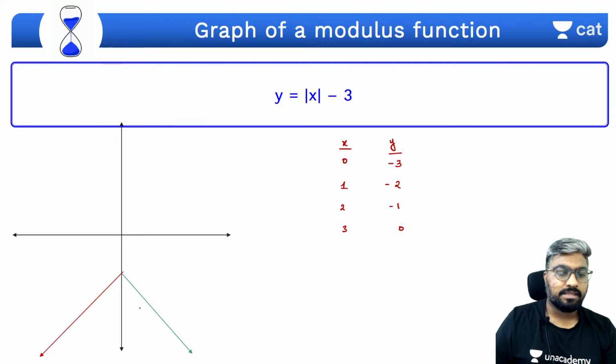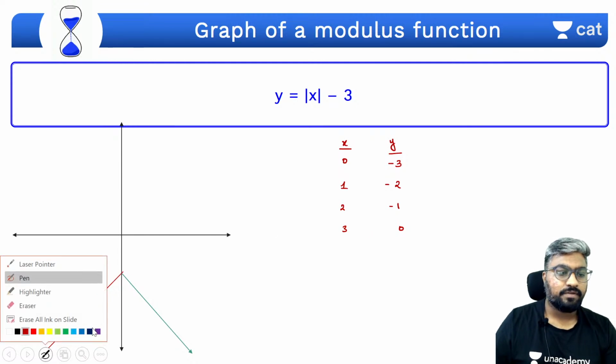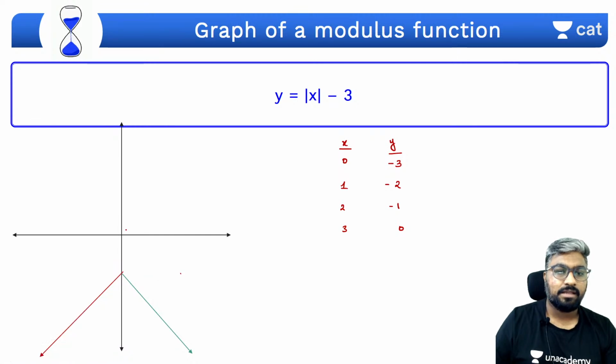So this graph is actually a little incorrect. The graph should look like this. When x is 0, y is -3 here. When x is 1, y is -2. When x is 2, y is -1, like this. So the graph is incorrect, but I hope you understand how the graph would look.